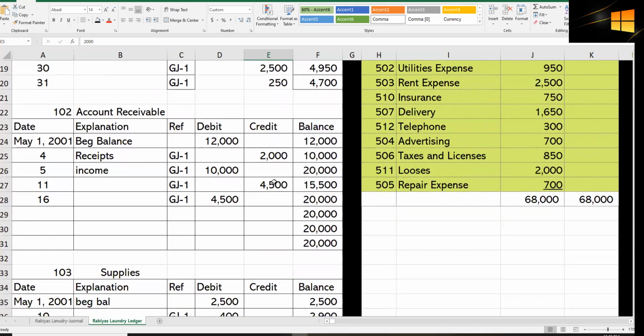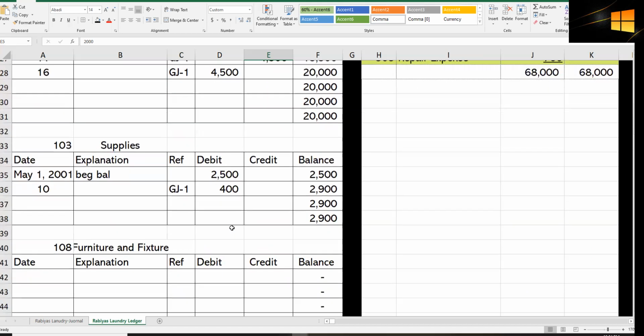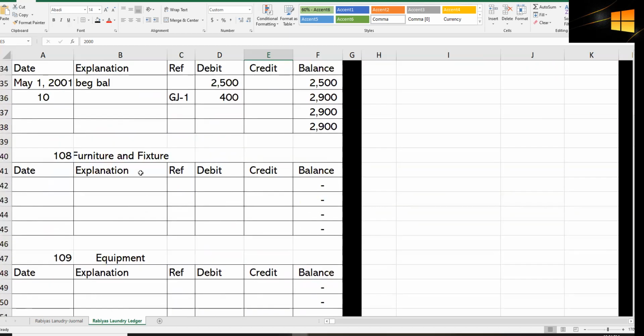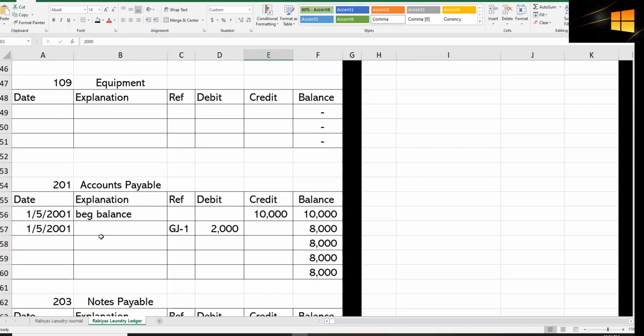Okay, so tingnan naman natin yung ibang accounts. So account receivable is also an asset. Therefore, all balances, debit balance po siya. So kung may credit, minus po yan. So kung makikita nyo dito, ganun po ang nangyari sa kanya, di ba? And again, supplies is also an asset. Therefore, debit balance. So kaya naging siyang 29 kasi 25 plus 400 is 29. Same with the furnitures and fixtures, although walang entry. The equipment, walang entry. The accounts payable.